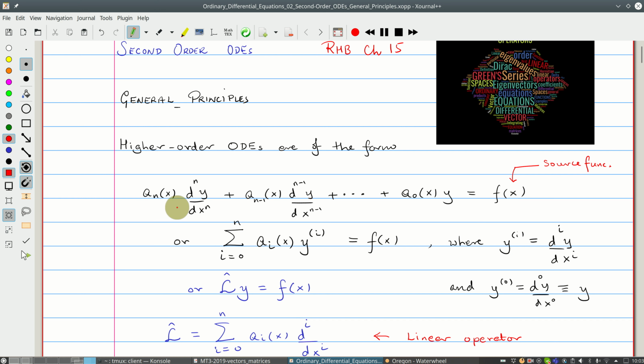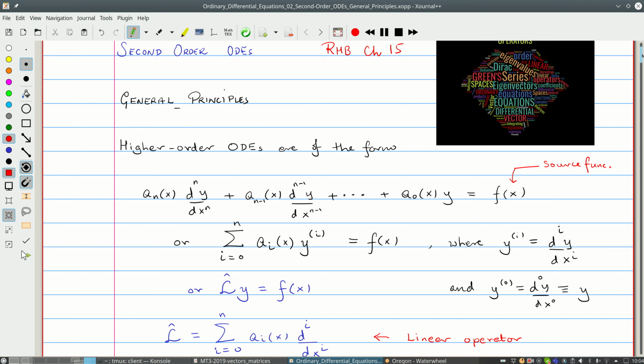More compactly, you can write this differential equation in summation form as the sum from i equals 0 to n of a_i(x) times y^(i), where the derivatives of y are represented as y with round brackets i as superscript, and that's equal to f(x). So y^(i) is interpreted as the ith derivative of y with respect to x. And once again, y^(0) is just equal to y.